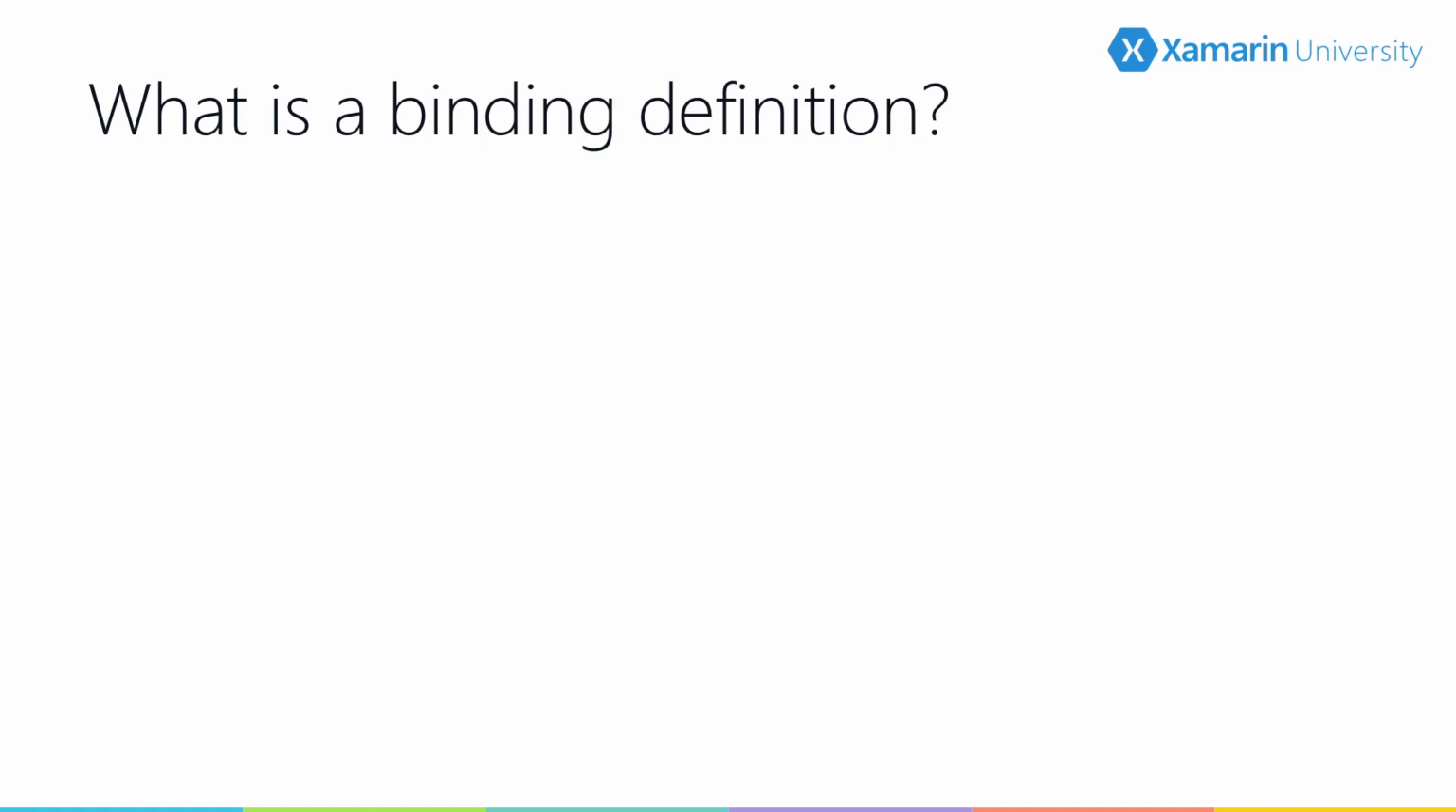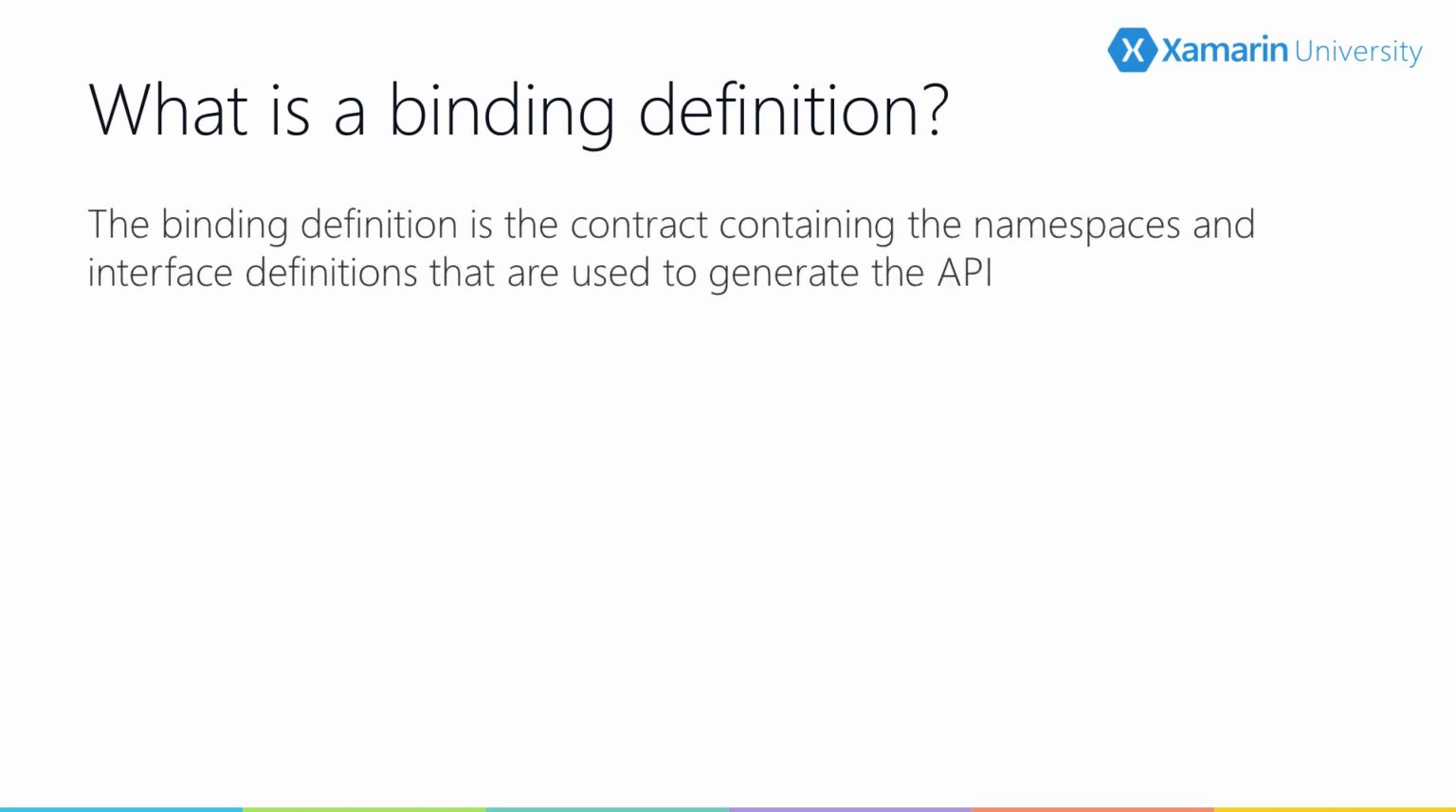At this point, I'm pretty sure someone is thinking, hang on, hold on. I thought Sharpie creates C# code that I'm able to compile into a Xamarin iOS-based DLL. What is this binding definition that you're talking about? The binding definition is a contract containing the namespace and interface definitions used to generate your final API. Since Sharpie interprets most of the Objective-C code, you should think of this binding definition as an intermediate step, which allows you the opportunity to clean up and extend your C# API as may be needed. And in doing so, also save you a lot of time.